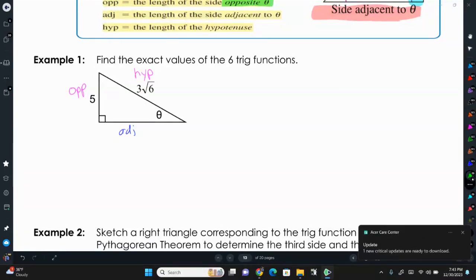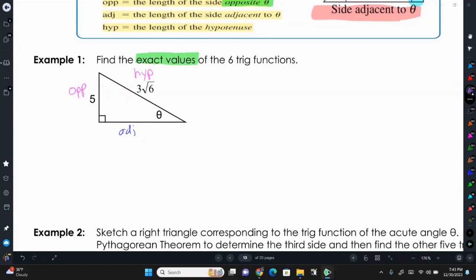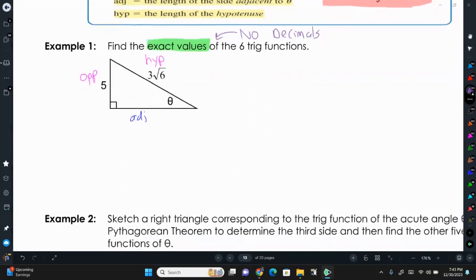Now it's important to note the directions say exact values. So that means no decimals. So we're going to leave it in radical form, which does mean we're probably going to have to rationalize some denominators. So first let's find out what that adjacent side is.